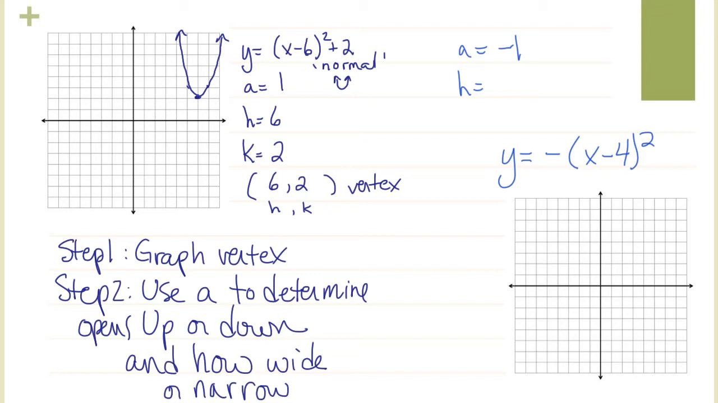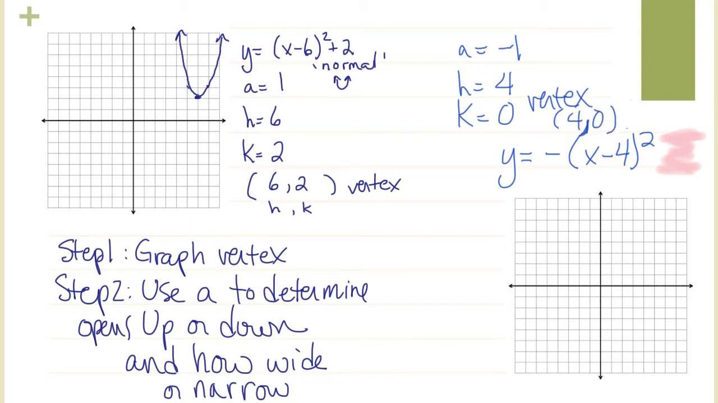So H is going to be positive 4 because it got stuck in there. We had x minus h, and in place of the h, what got stuck in was a 4. Okay, so h is 4, k, okay, nothing there. So what is it? K is 0. So our vertex is 4, 0.